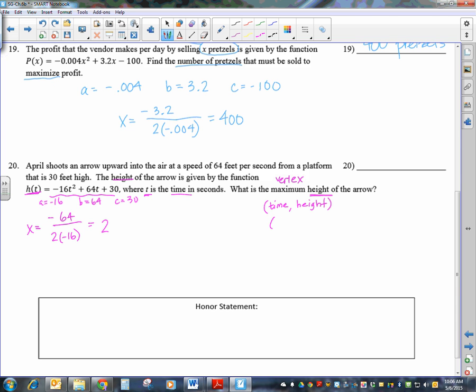So that's the 2 seconds, but I need the height. So I'm going to go plug that in. h of 2 is negative 16 times 2 squared plus 64 times 2 plus 30. Okay, so you punch that in your calculator and you should check that and make sure that you get an answer of 94. So my answer is 94. What's the height? It's in feet, so it's 94 feet.